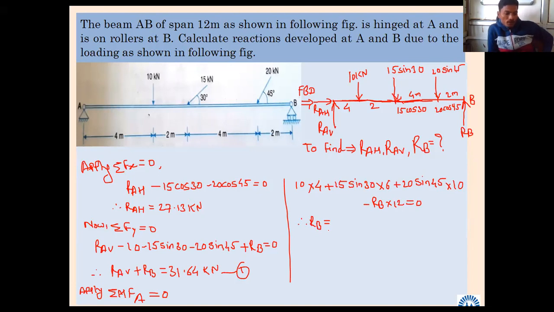Therefore, RB equal to how much? 18.86. 18.85. 18.86 kilonewton. Okay, from equation 1.